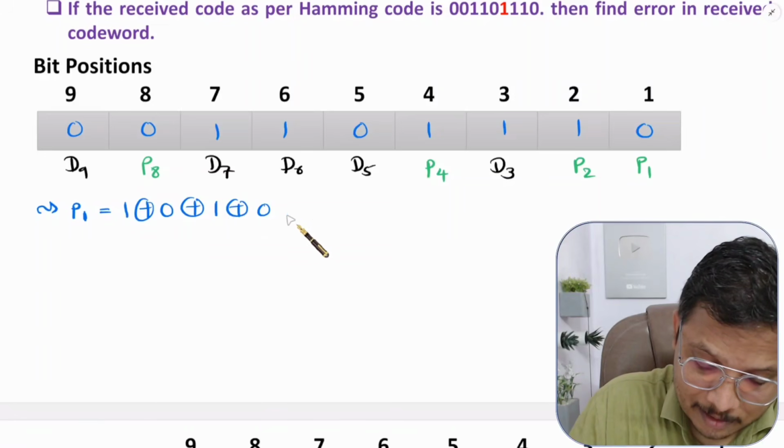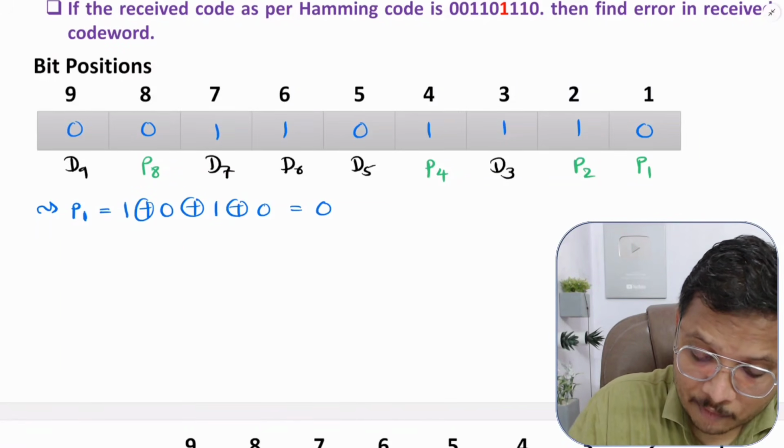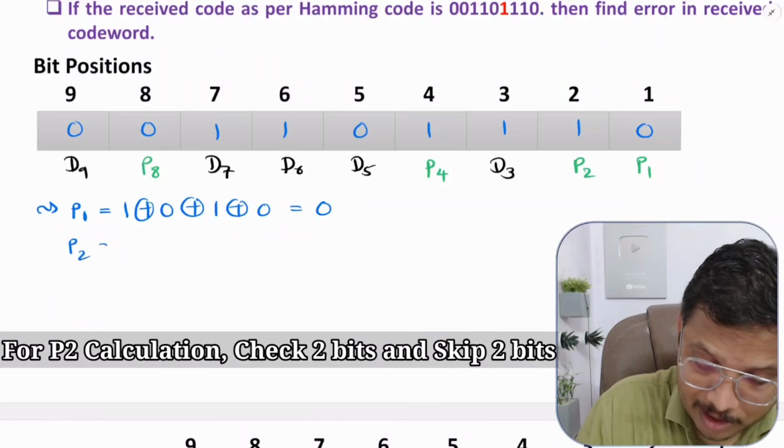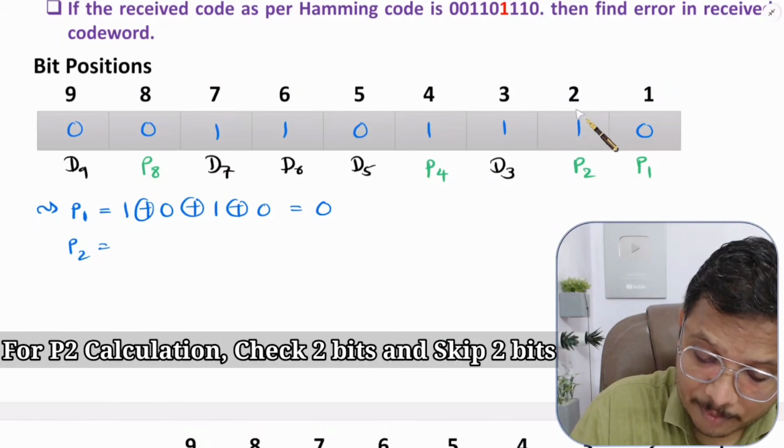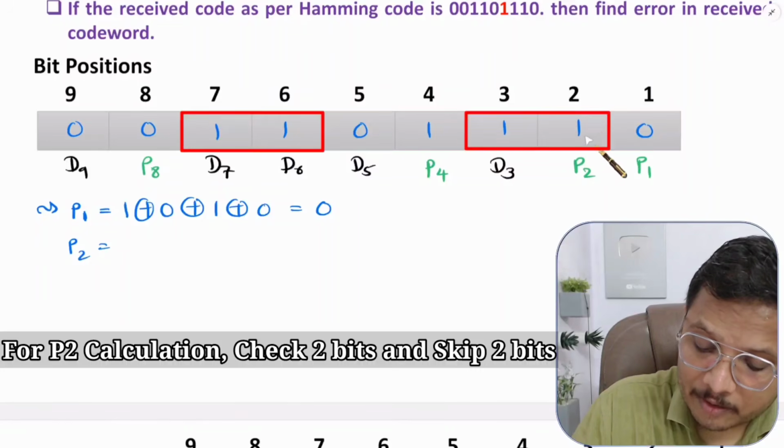So that is 0 only, right? 2 ones are there, so that is 0. Now for P2, check 2 bits. So for P2, check 2 bits, right? If you check 2 bits, you need to ignore P2 itself.